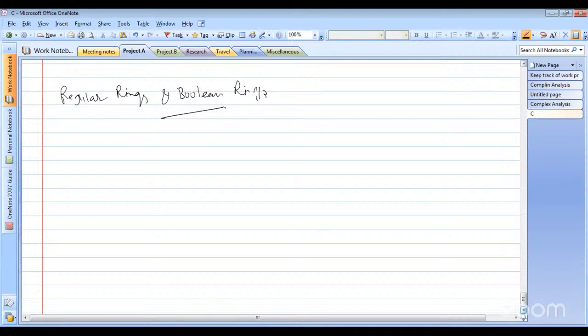A ring (R, +, ., 0) with identity is said to be a Boolean ring if every element of R is idempotent. That is, a squared is equal to a for all a belongs to R. Idempotent we are taking here.